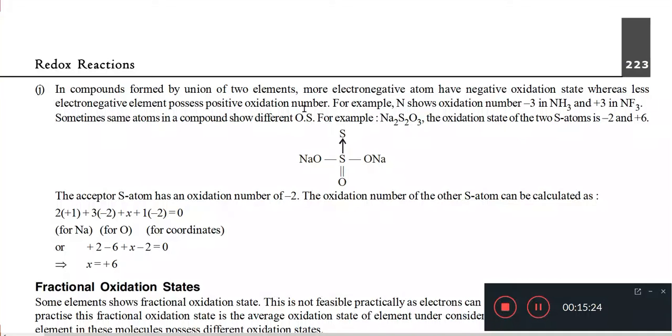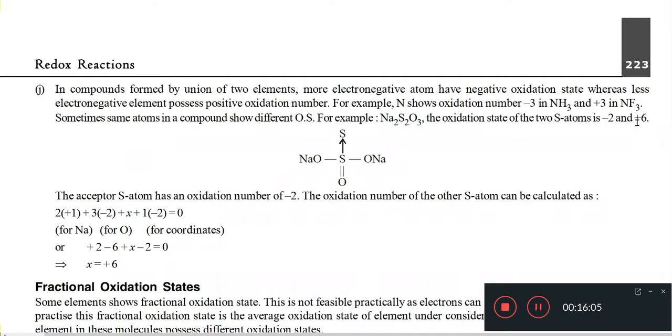In compounds formed by the union of two elements, the more electronegative atom has a negative oxidation state, whereas the less electronegative element possesses a positive oxidation number. For example, as you can see, NH3, ammonia. In ammonia, nitrogen has -3 oxidation number and hydrogen has +1 oxidation number. But in the case of NF3, this is also N, but here the oxidation number of N is +3. It is due to the fact that nitrogen is more electronegative. It can attract more electrons as compared to hydrogen.